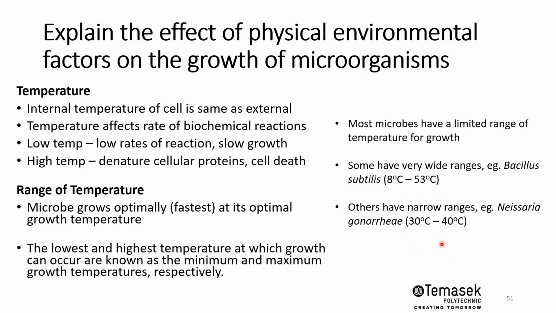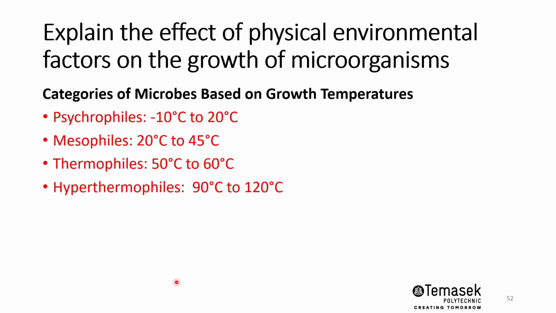We can categorize microbes based on their growth temperature. Microbes that grow optimally between minus 10 degrees Celsius and 20 degrees Celsius are typically called psychrophiles. They are cold loving, and they grow best between minus 10 and 20 degrees Celsius. They are commonly found in the polar regions and the deep sea environment.